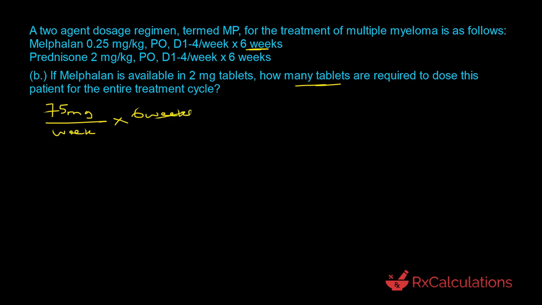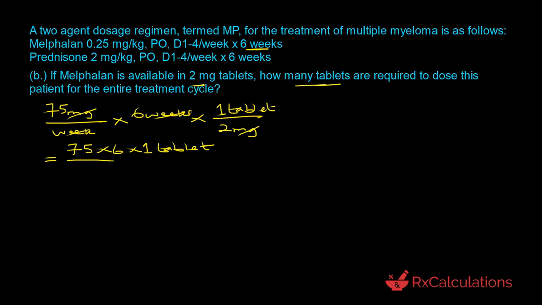So the weeks cancel out and now you're in milligrams, but we need number of tablets. So each tablet contains 2 milligrams. And so we use that as the conversion factor. So 2 milligrams of melphalan is contained in each tablet. So the milligrams can cancel out and now you are in tablets. So we can go ahead and multiply all the numbers in the numerator. So you have 75 times 6 times 1 tablet divided by 2. And that is equal to 225 tablets.